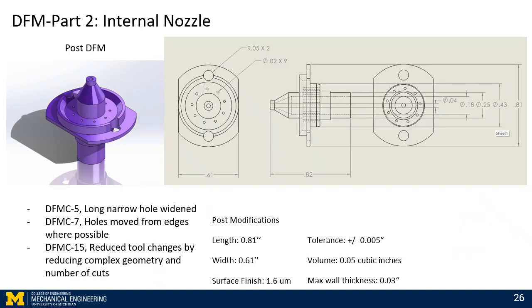To fix this, we widened the long hole in the center in accordance with DFMC5, which tells us to avoid long narrow holes. According to DFMC7, we want to move holes away from edges, so we moved the radial holes closer towards the center of the design, away from the edges on the back. DFMC15 says that we should reduce tool changes by reducing complex geometry, so we removed the complex geometry of the bolt part and made the geometry more uniform from front to back.